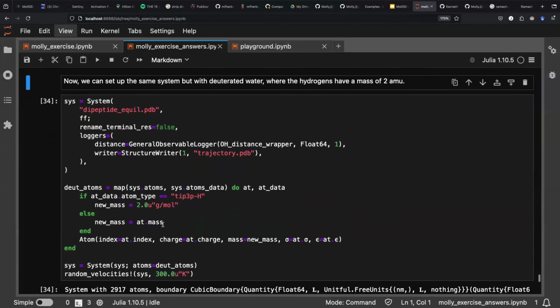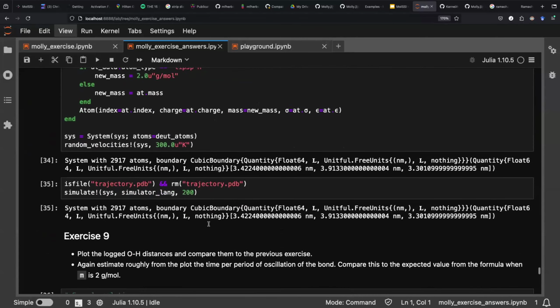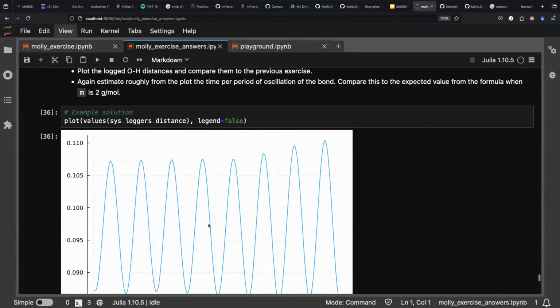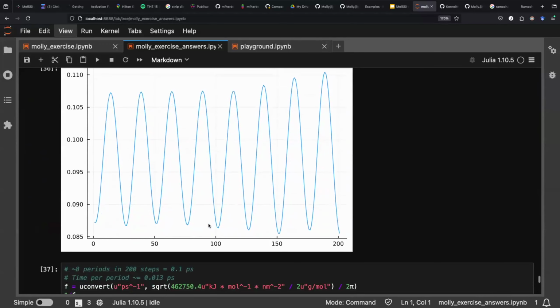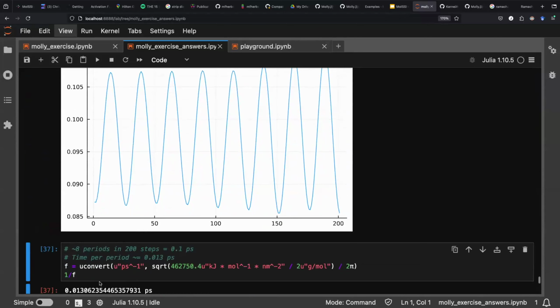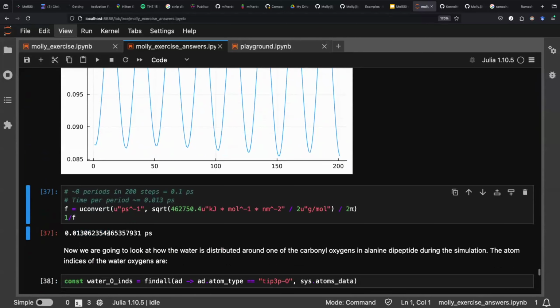Now we can set up the same thing but with deuterated water. So instead of hydrogen, you're using heavy hydrogen. Do the plot, and this time it looks more like 13 femtoseconds roughly from the plot. Again, we do the estimation, you get about 13 femtoseconds. So this is really just a sanity check that harmonic bonds do reproduce harmonic behavior.